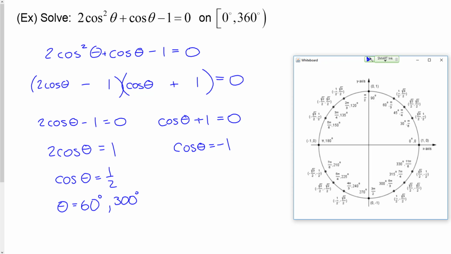Now, for cosine theta equals negative 1. So the only time cosine theta equals negative 1 is right here at 180 degrees. So my equation here has 3 different answers on the interval from 0 to 360 degrees. And these are the 3.